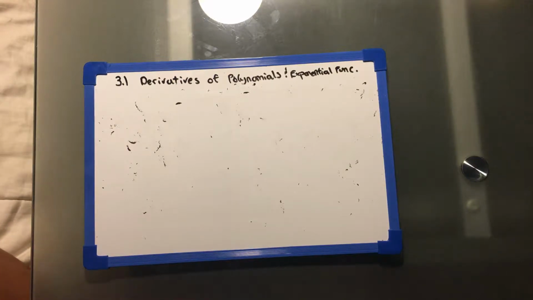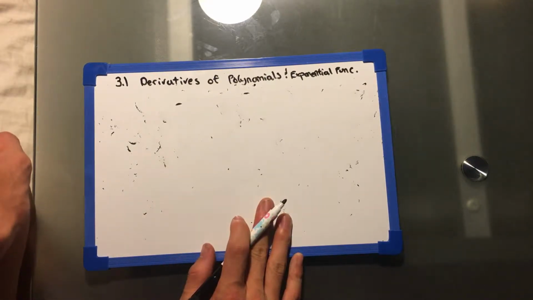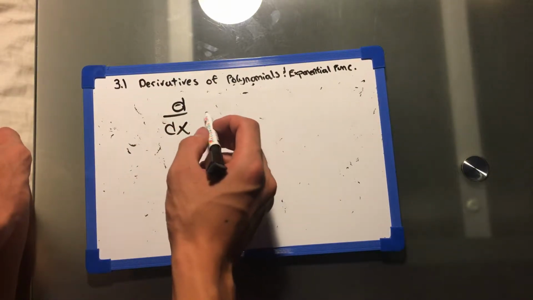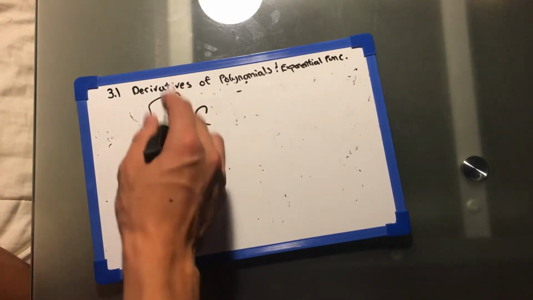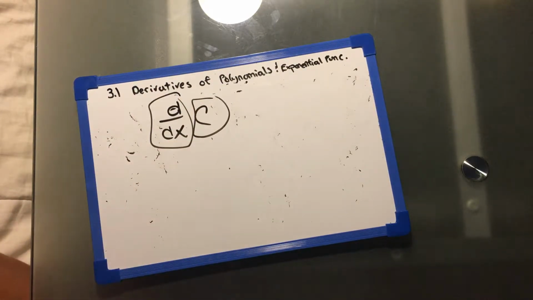Alright, this is 3.1, derivatives of polynomials and exponential functions. So, a derivative. You want to know the derivative of a constant, like c. The derivative is just another word for the slope at whatever value, function, number, something like that.